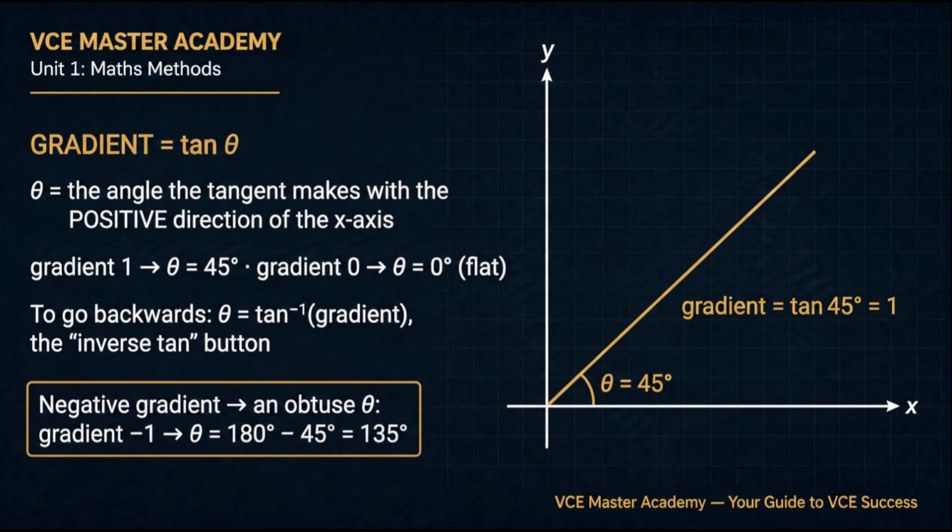One careful spot. A downhill line gets an obtuse angle, one between 90 and 180 degrees, because we measure from the positive x direction.